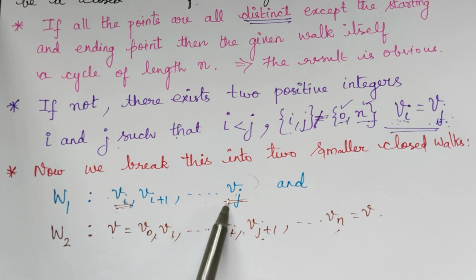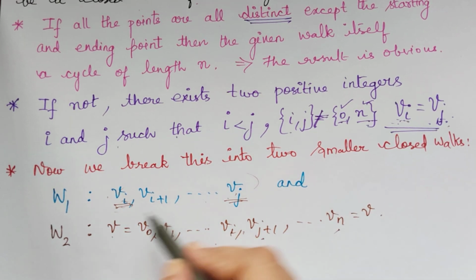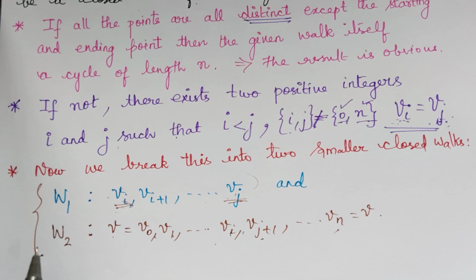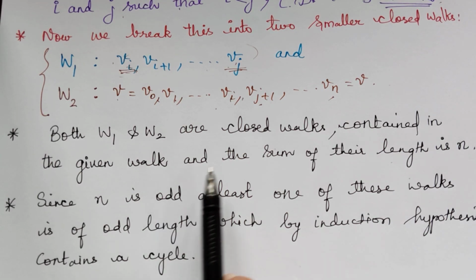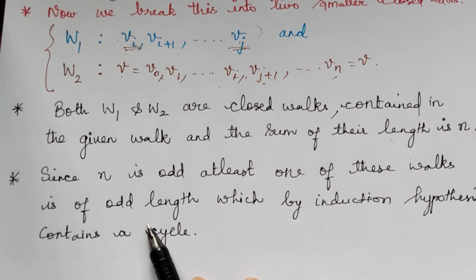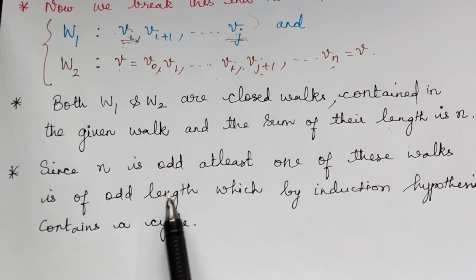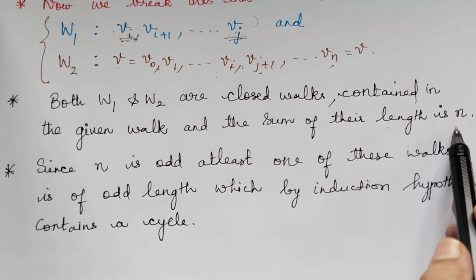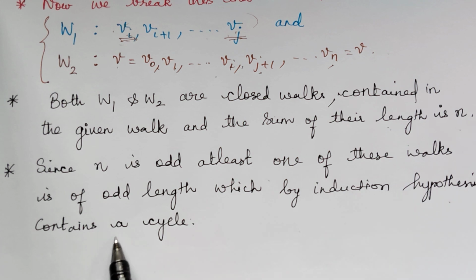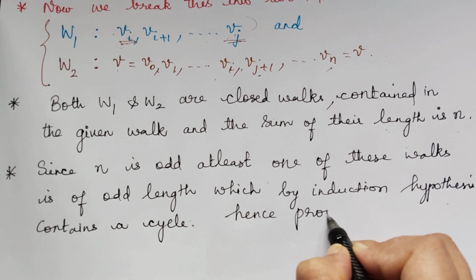Since these are closed walks, we conclude that both W1 and W2 are closed walks contained in the given walk, and when we add the sum of their lengths, it will be n. Since n is odd, at least one of these walks is of odd length. But we know that by induction hypothesis we have assumed that it contains a cycle for all with length lesser than n. So therefore by induction hypothesis it will contain a cycle. So hence we are done with the proof. So hence we have proved the required theorem.